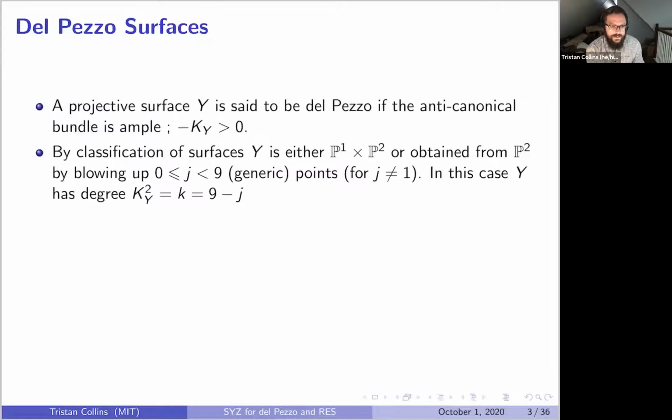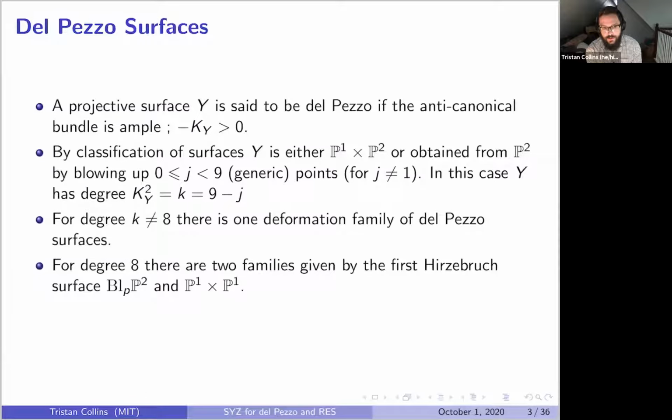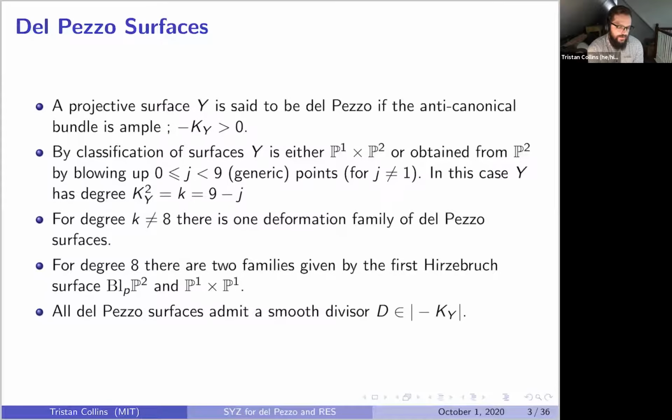In this case, each of these del Pezzo surfaces has degree k, which is 9 minus the number of points that you've blown up. And if you look at degree 8, then of course you have also the P1 cross P1 family. So for degree not equal to 8, there's only one deformation family of all of these del Pezzo surfaces. So they're just classified by blowing up. And then for k equals 8, there's two families, which are given by the blow up of P2 at a point and P1 cross P1. So an easy fact is that these all admit a smooth divisor in the anti-canonical linear system, which is something that I'm going to use repeatedly throughout the talk.